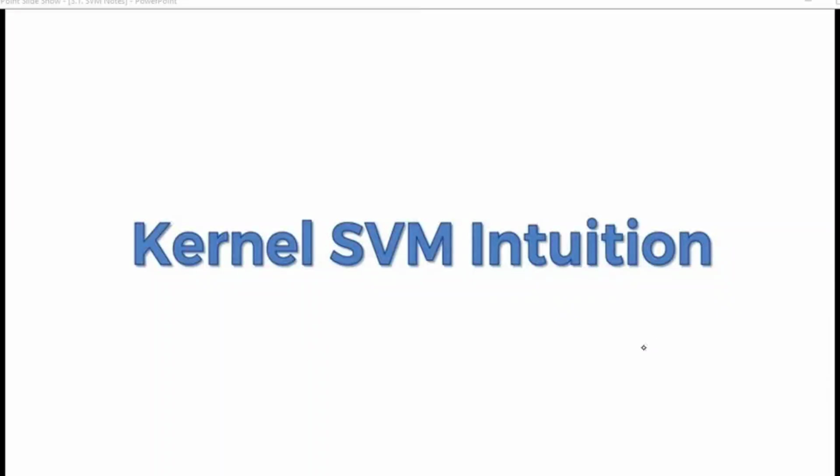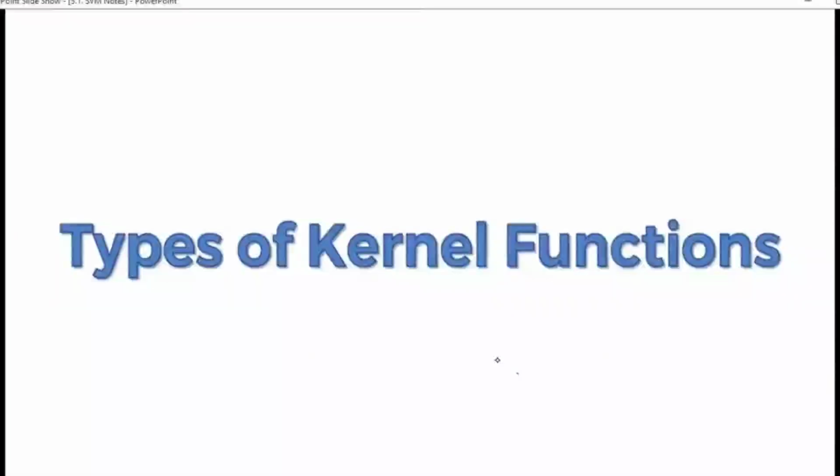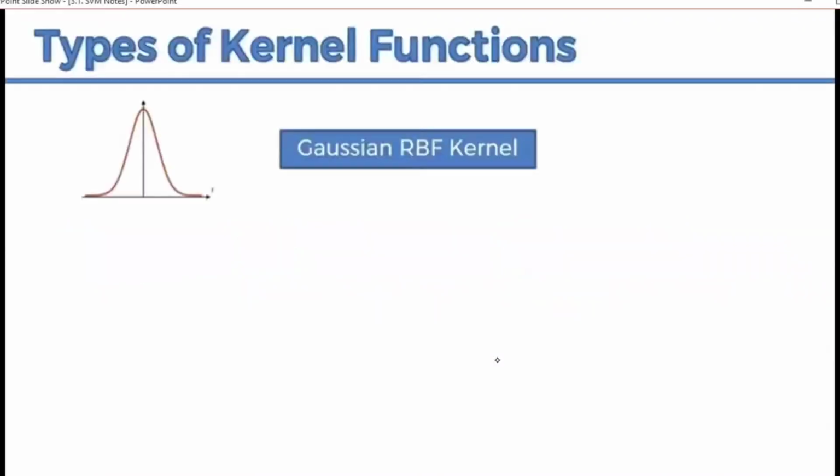Within that, they have created non-linear lines, and different types of kernel functions are available. Out of which the first one is Gaussian RBF. The RBF kernel is going to separate the data points based on the normal distribution line. Normal distribution is also called Gaussian distribution. Both are the same: normal distribution, symmetrical distribution, Gaussian distribution, everything is the same. First one is the RBF kernel.